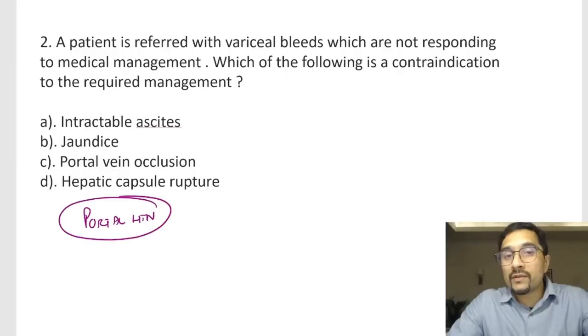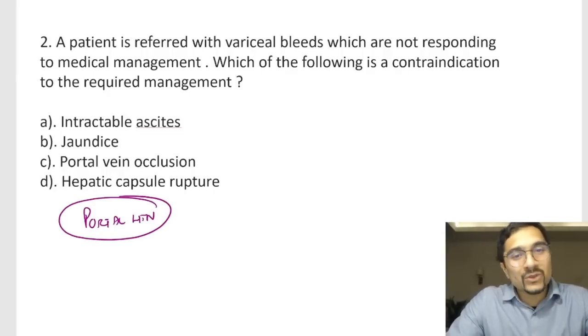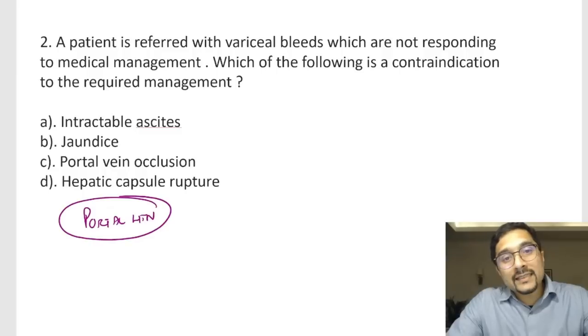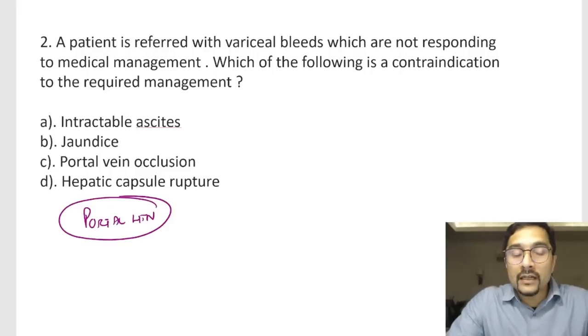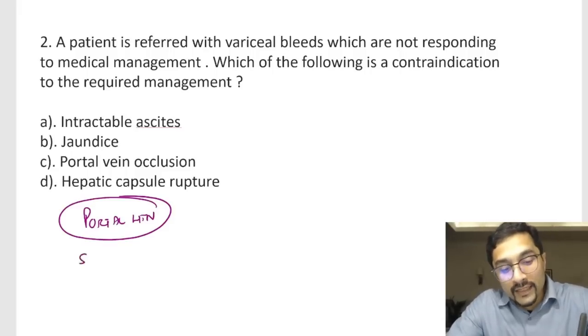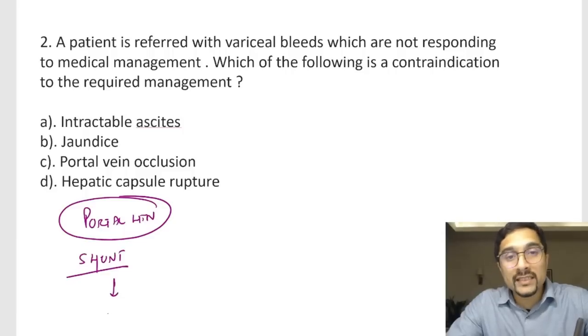In these patients, we first try medical management. We try banding and sclerotherapy with endoscopic management. And if two trials of endoscopic management also fail, then we have to carry out some other intervention. And what is that other intervention? We need to decrease the portal pressure, and to decrease the portal pressure, we need to carry out a shunt. The shunt which we usually carry out in such a situation is called TIPS.